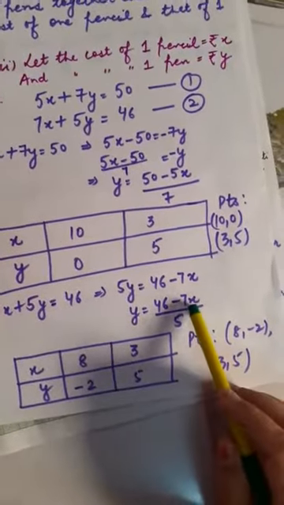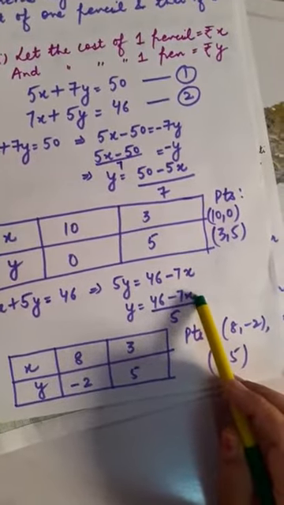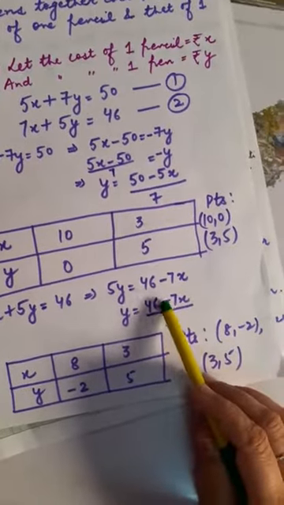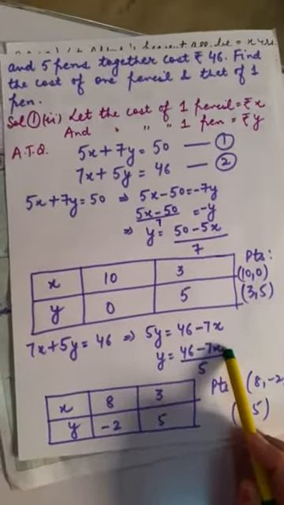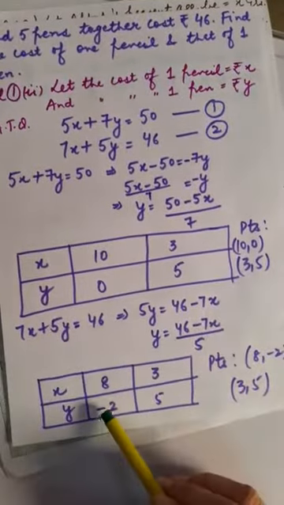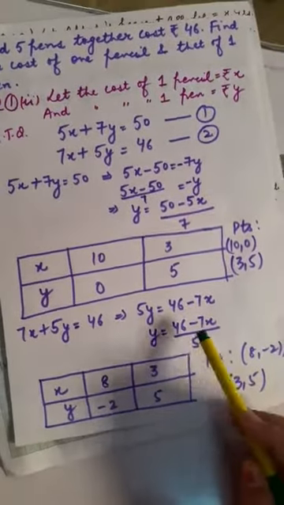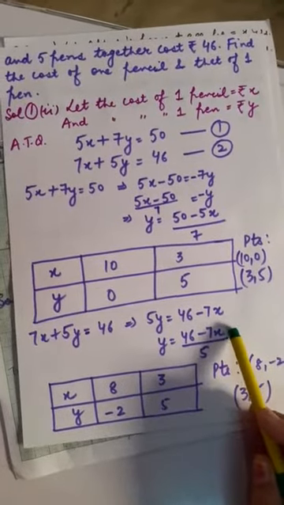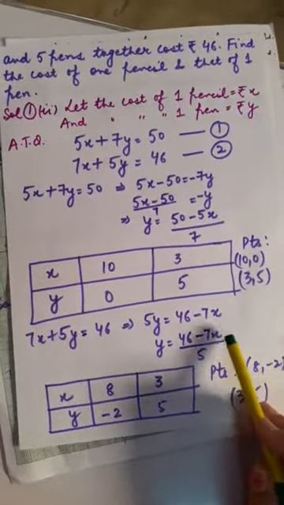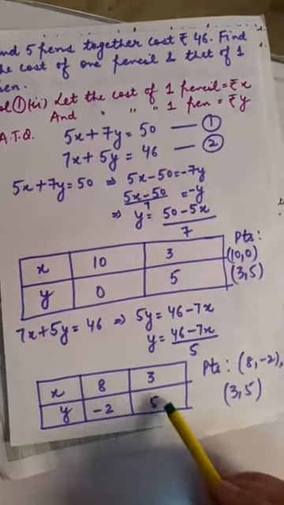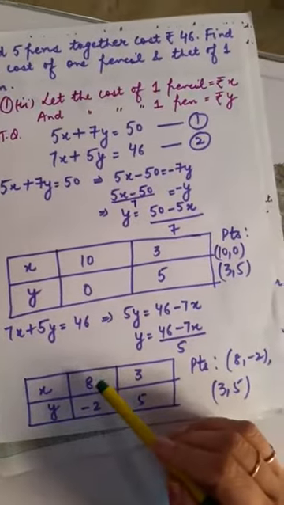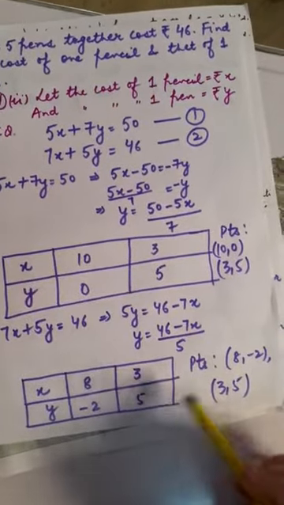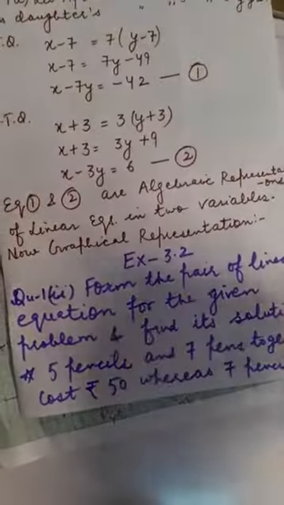Now again, here in place of x, I have written 8. 46 minus 7 into 8 means minus 56. So this will be minus 10 divided by 5. You will be getting minus 2. Here we put 3 now. So 46 minus 7 into 3, that will be 21. So you are going to get 25. 25 divided by 5, you have got 5. So what are the points to be plotted? 8, minus 2 and 3, 5. Now again, this I have plotted on the graph paper which I had.